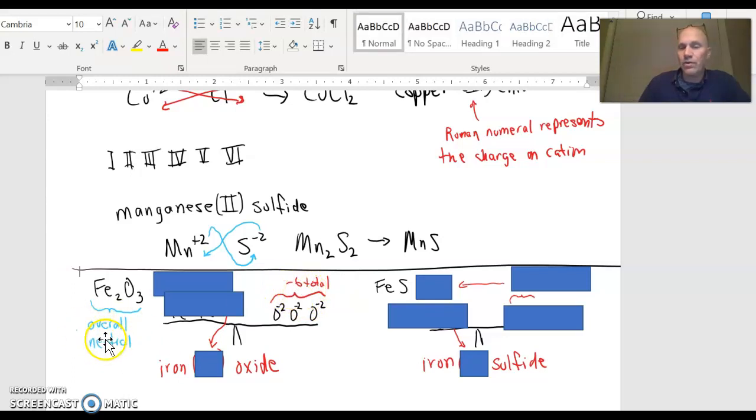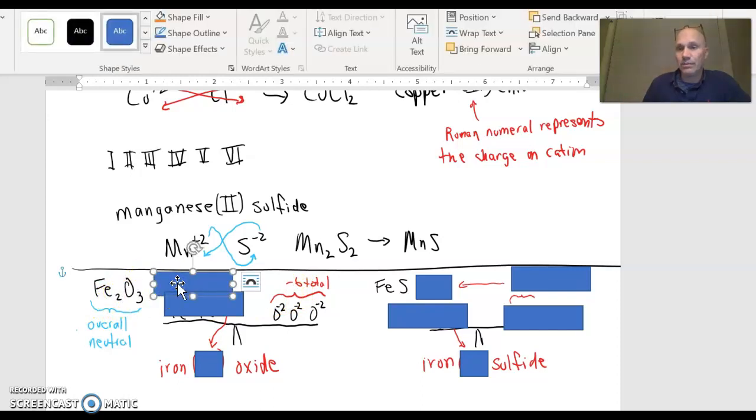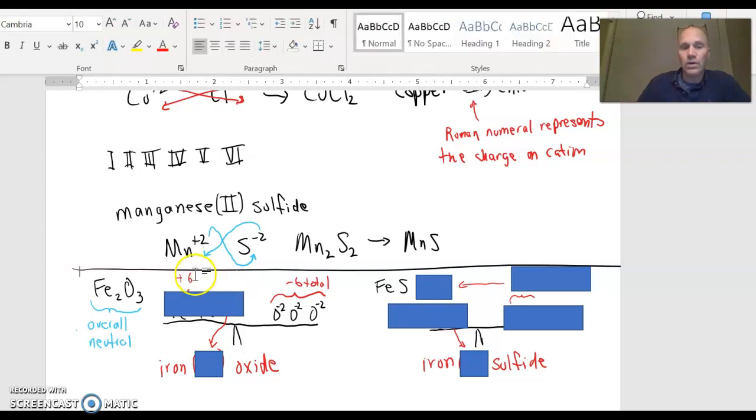But we know that the overall compound is neutral. So how can it be neutral if we've got a -6 charge somewhere in this? Well, that means that somewhere there's got to be a +6 charge to balance that out. So we know that somewhere in this there's a total of +6. And where is that +6 coming from? It's coming from these 2 iron atoms. So the 2 iron atoms have to somehow make up a +6 charge.